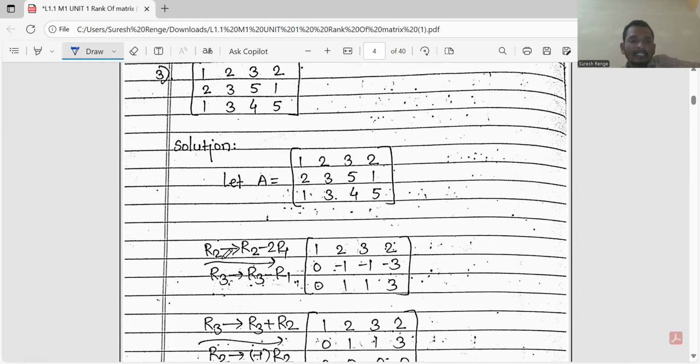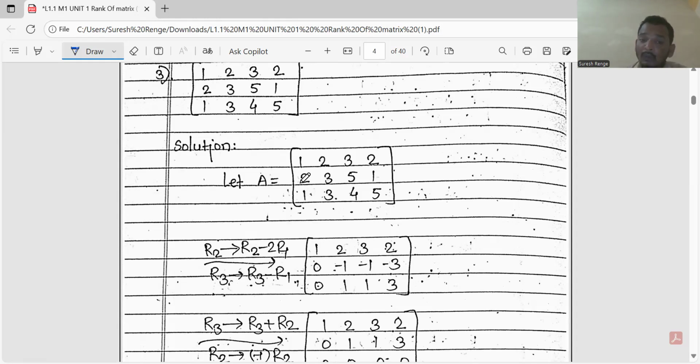Now we are applying these operations. Change in R2: R2 minus 2 times R1. Change in R3: R3 minus R1. If we apply these, there is no change in R1, therefore we write R1 as it is.